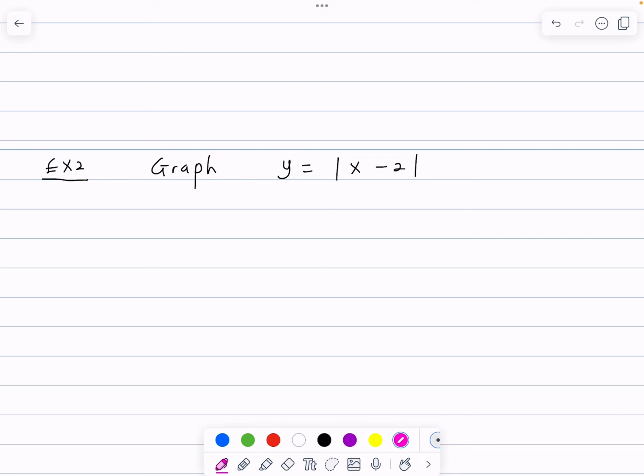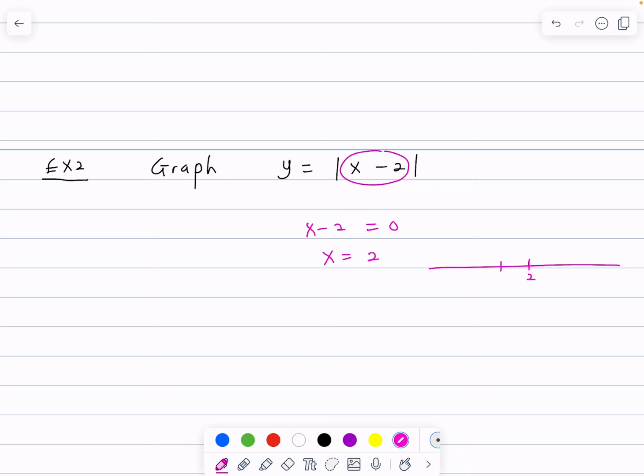Okay, so let's graph this one. First of all, I want to choose the appropriate x values to use to plot my graph. So I'm going to pick x minus 2, equate it to 0 and solve for x. If you solve for x, you get x is equal to 2, right? So I want to pick at least two values below 2 and two values above 2.